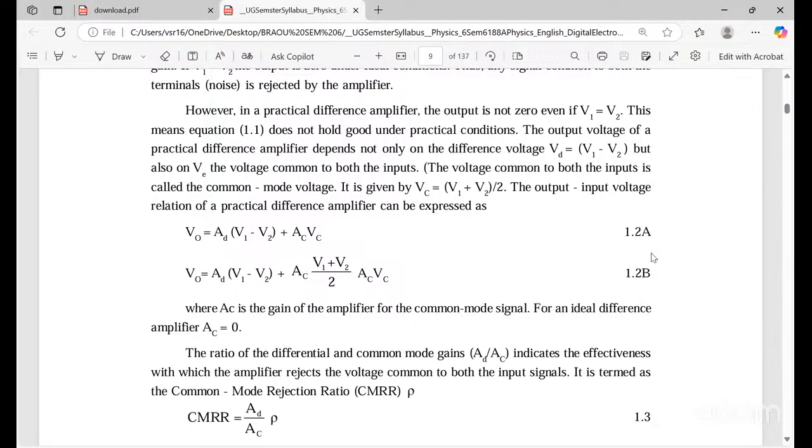And also there is the common mode rejection ratio. VC equals the average of the input signals, V1 plus V2 by 2. And the VD value is V1 minus V2. So the output and input voltage relation is V0 equals AD into V1 minus V2 plus AC into VC. So simply you can remember this.